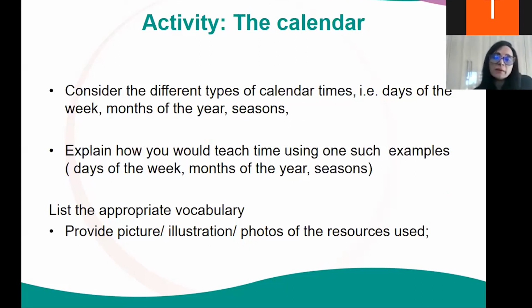And here again, list the appropriate vocabulary used and provide pictures of a calendar, pictures of a season chart, pictures of a chart that shows months of the year. And these are important resources for you to make, students, because when you go out to teach, you will have your own resources to use.